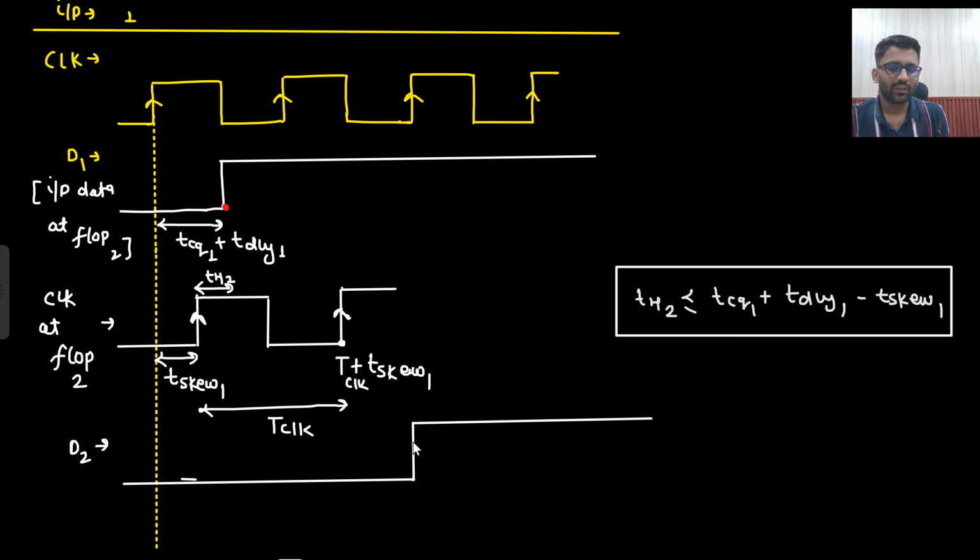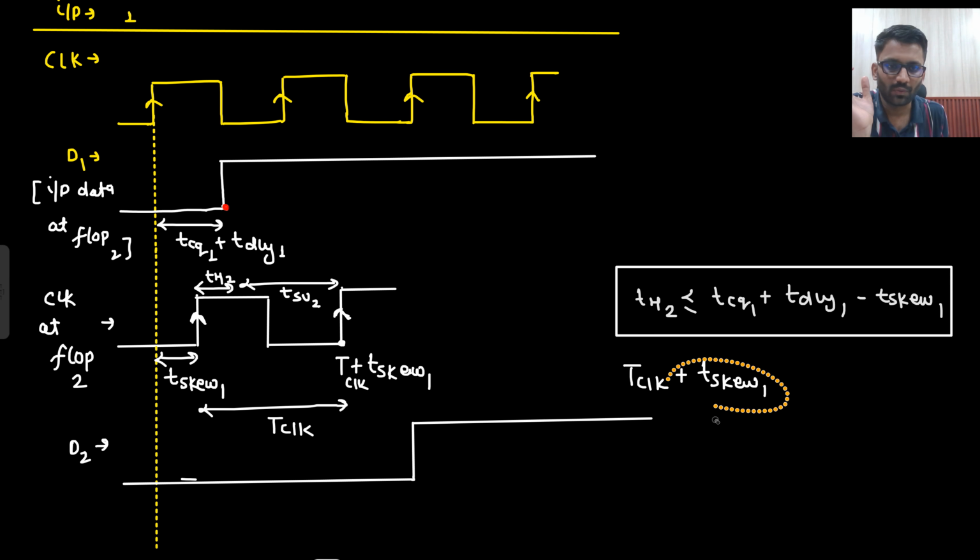Okay. What will this clock say? That I know that if I look ahead, my data is stable. But if I look back, I need this much of setup margin. If I look back, this much of setup margin I require. So T clock plus T skew1. This time window is T clock and this time window is T clock plus T skew1.